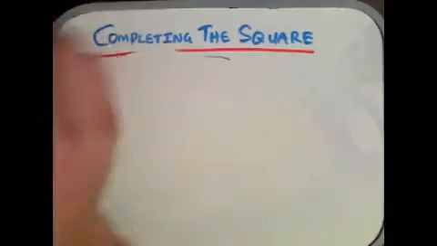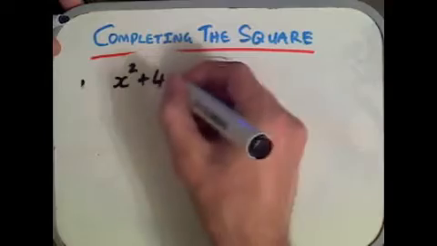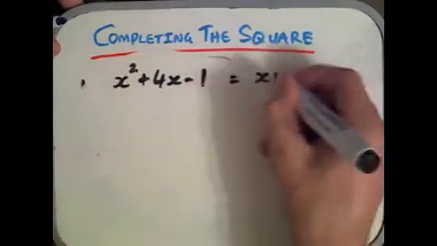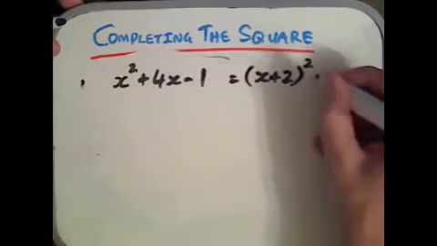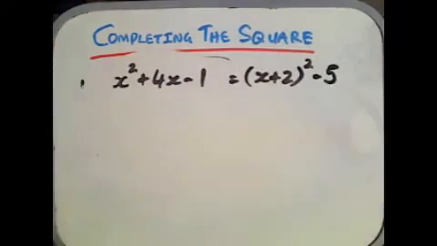So we can now say that completing the square, we get the perfect square of (x plus 2) in brackets squared, and then we subtract away that 5 at the end. We take 5 off the end.